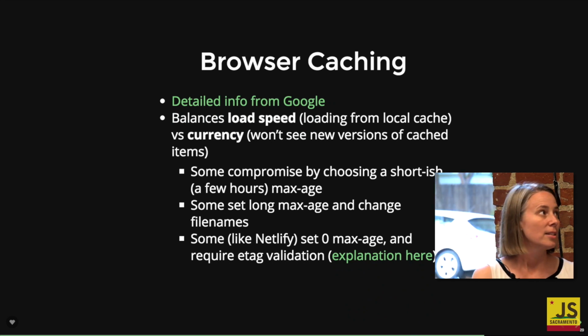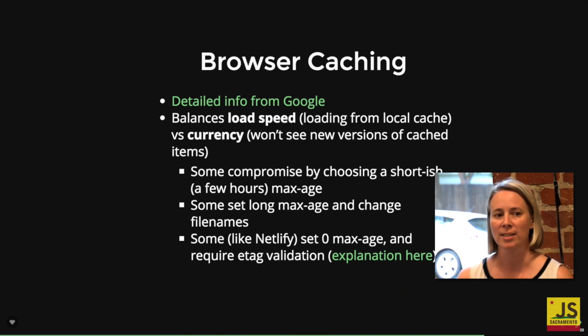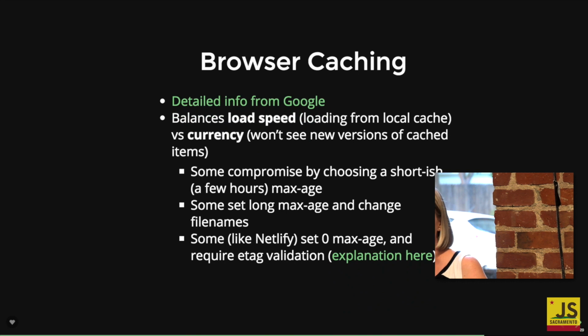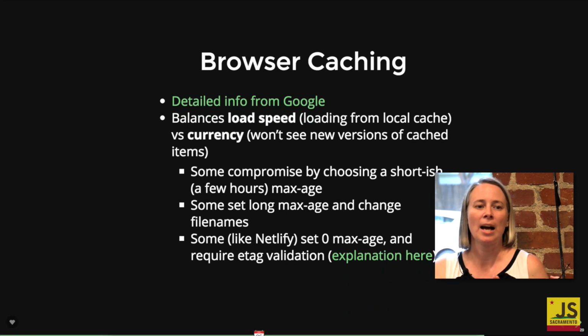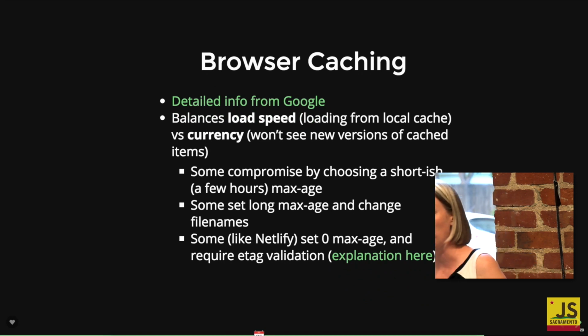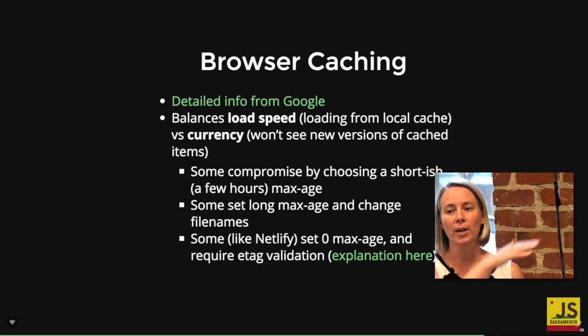Some hosts will compromise by choosing a shortish max age of a few hours. So they'll say, only trust this image for 6 hours. If you've been here within the last 6 hours, you can assume that the image hasn't changed. But if it's been more than 6 hours, go get the image again.